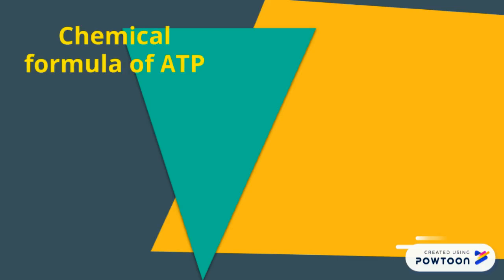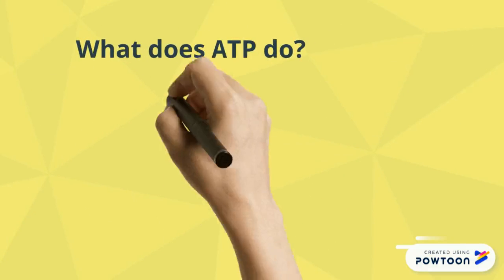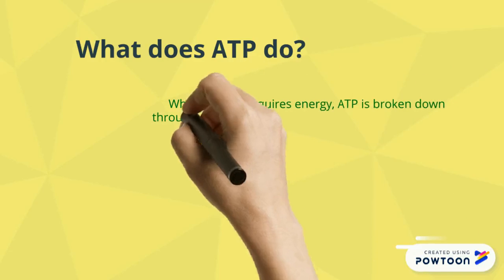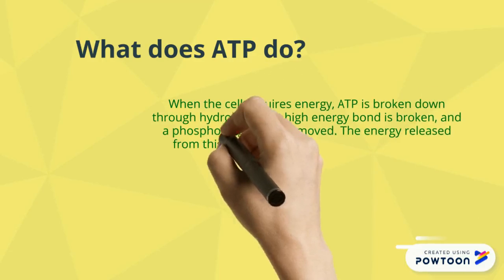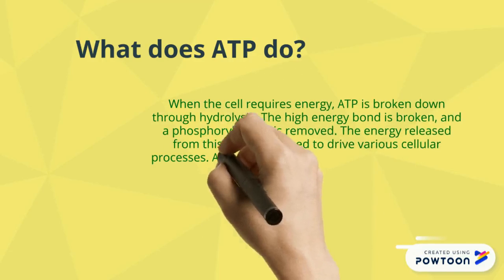This is the chemical formula for ATP. What does ATP do? When the cell requires energy, ATP is broken down through hydrolysis. The high energy bond is broken and the phosphorus group is removed. The energy released from this process is used to drive various cellular processes.